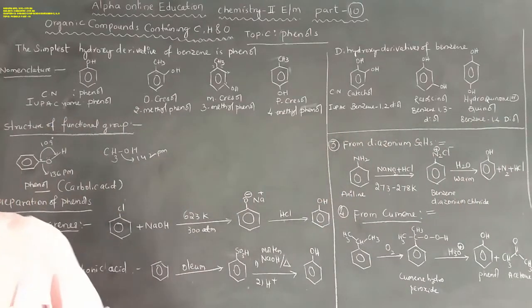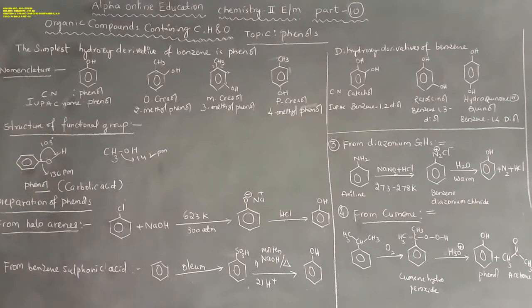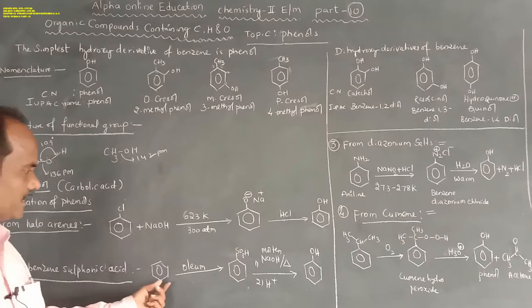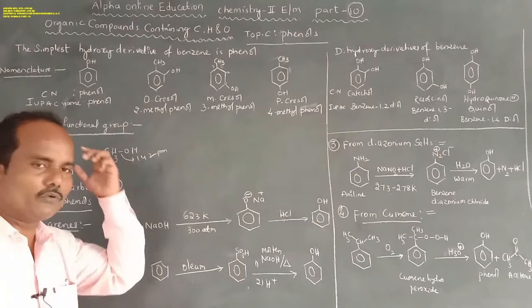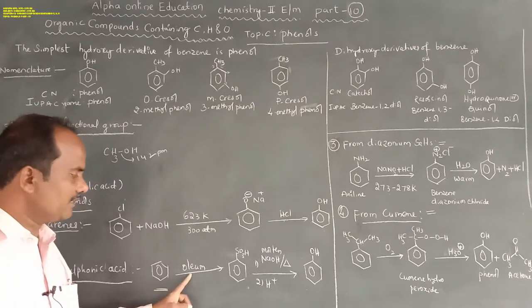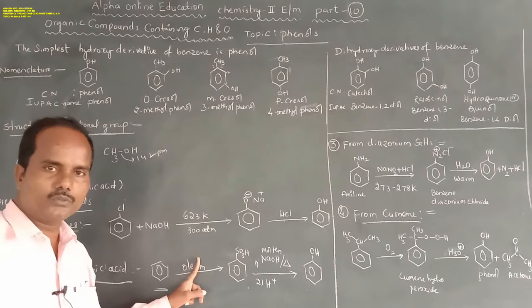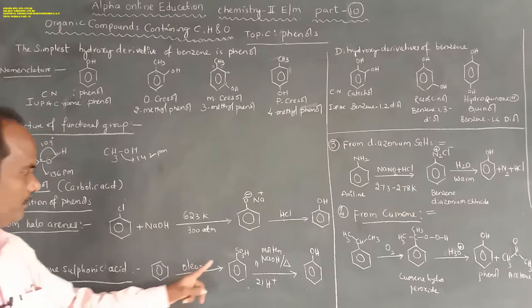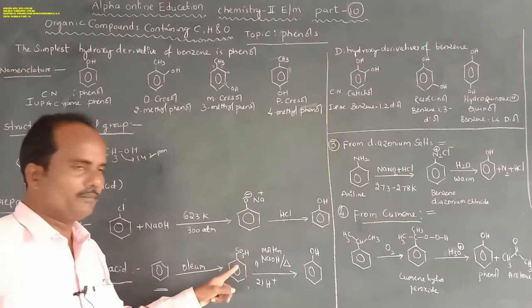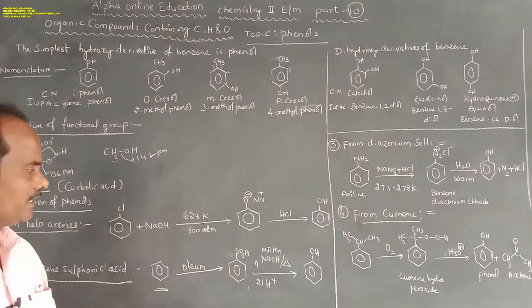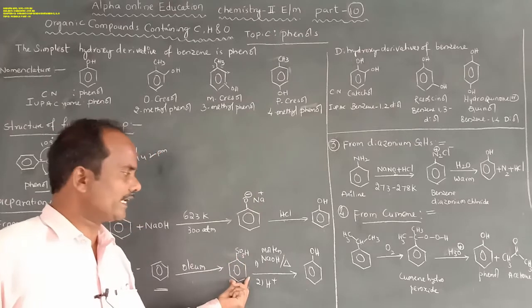This is one of the commercial methods. Then the next one is from benzene sulfonic acid. First of all, we have to prepare the benzene sulfonic acid from benzene. When benzene is treated with oleum, H2S2O7, sulfonation takes place on the benzene nucleus. Electrophilic substitution takes place, and benzene sulfonic acid is formed.